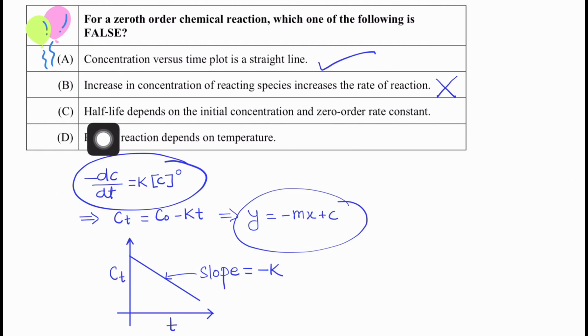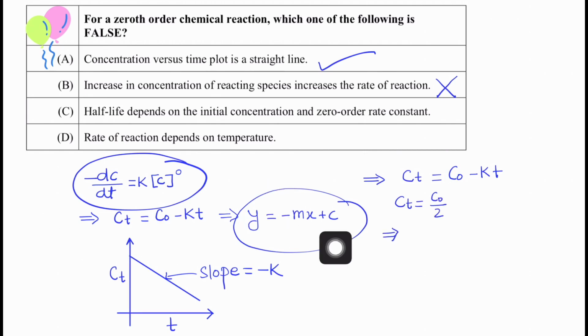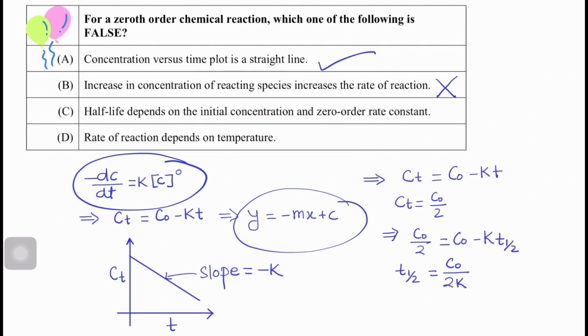Third one is: half-life depends on the initial concentration and zero order rate constant. If we find the half-life, we have the integrated rate law as Ct equal to C naught minus Kt. For half-life, we can keep Ct as C naught by 2, that is the time required to change the concentration to half of the initial concentration. So C naught by 2 equal to C naught minus Kt, where t will now be the half-life, and this will be C naught by 2K.